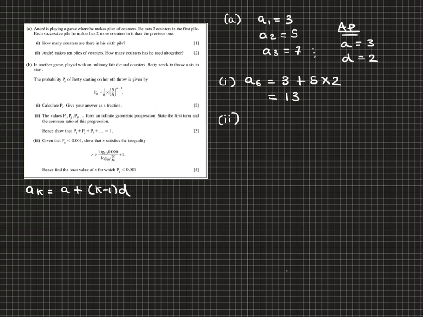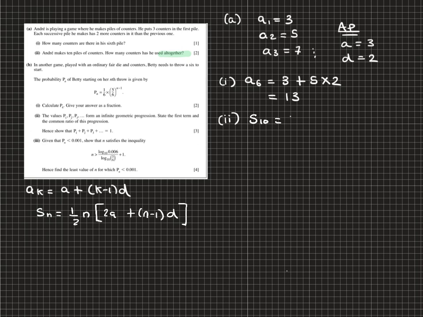Part 2. He makes 10 piles of counters. How many counters has he used altogether? So key word here, altogether. This tells us that we're working out S, the sum of 10 piles. So we want to know Sn, so we're going to use a half n (2a plus (n minus 1)d), the sum of n terms of an arithmetic progression.